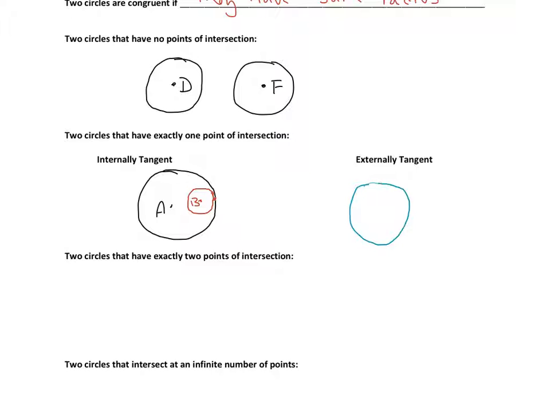If they're externally tangent, we have a circle here, and we have another circle here that basically touch just at one spot on the outsides. So those would be called externally tangent. So maybe circle E or C and circle M. Those would have an external tangent.